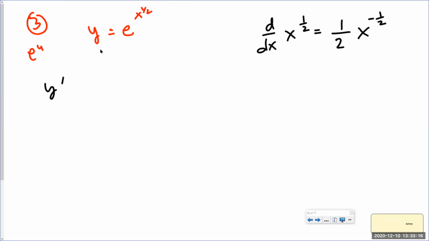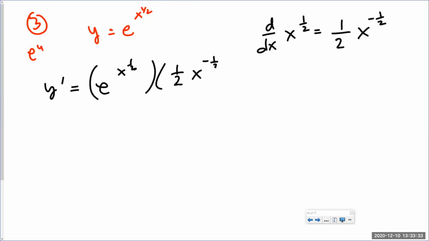Okay, so let's go ahead and do this. Y prime is going to be equal to, if this is an e to the u, first you just copy e to the u. Okay, then you multiply that by the derivative of x to the 1/2. But what's the derivative of x to the 1/2? We did it over here. It's 1/2 x to the -1/2. Okay, this is basically your answer. Okay, but you're going to want to simplify this, especially if it's a multiple choice test.